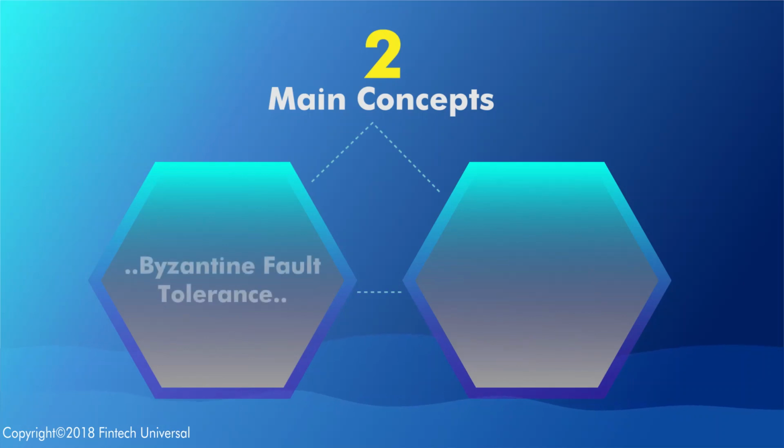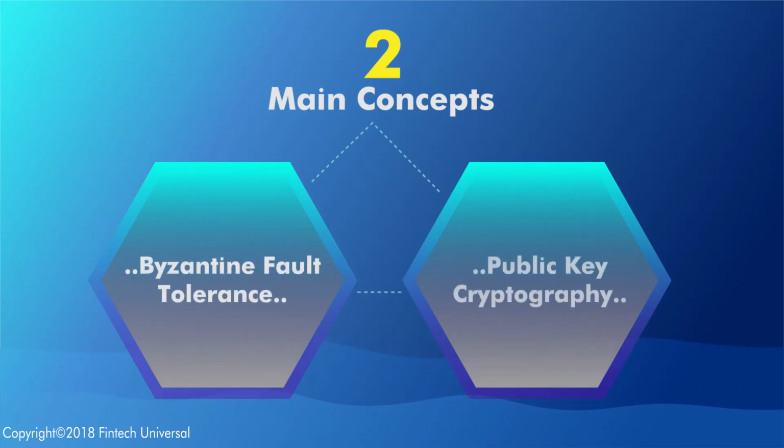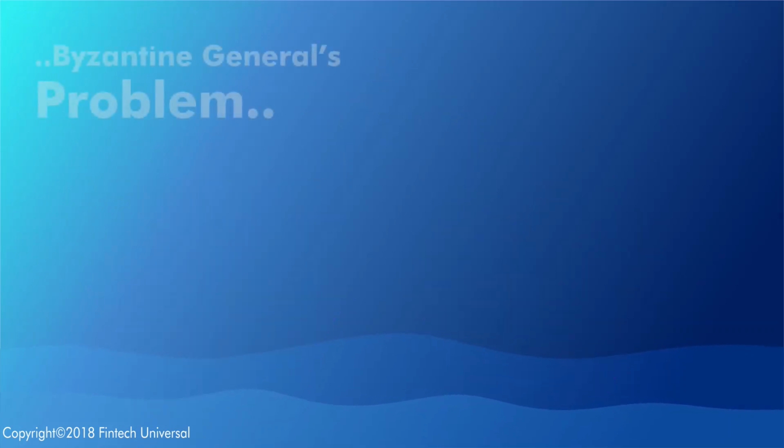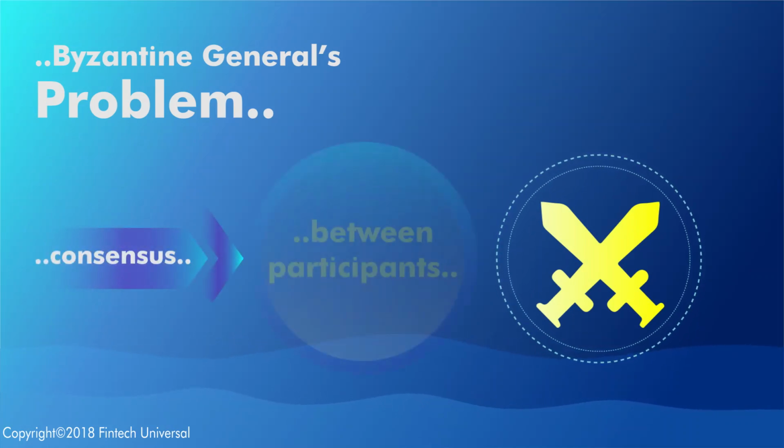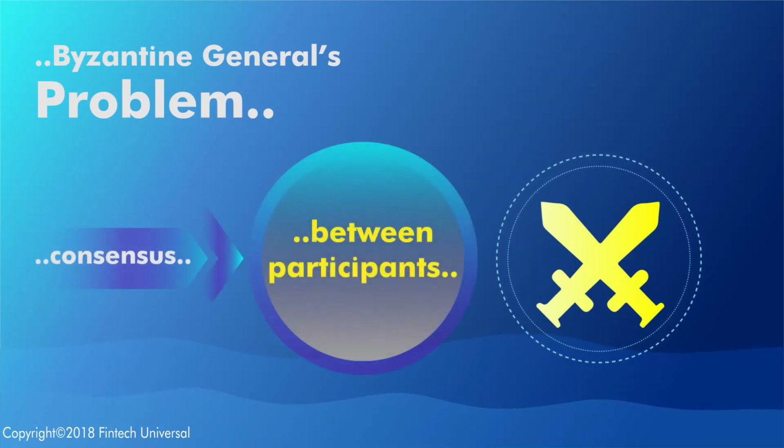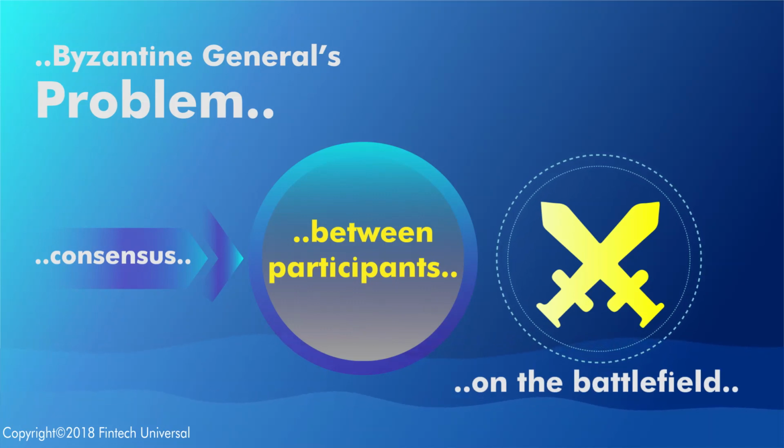The first is the Byzantine fault tolerance. The second is the public key cryptography. The Byzantine generals' problem refers to a hypothetical scenario where consensus must be reached between participants. The problem statement is that a number of generals of the Byzantine army must coordinate their movements on the battlefield.